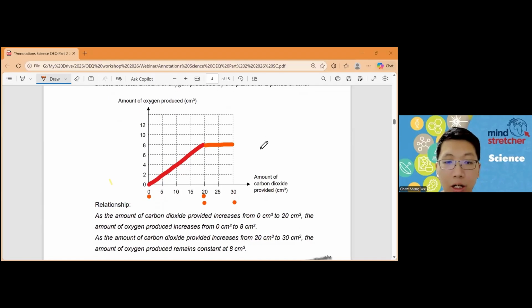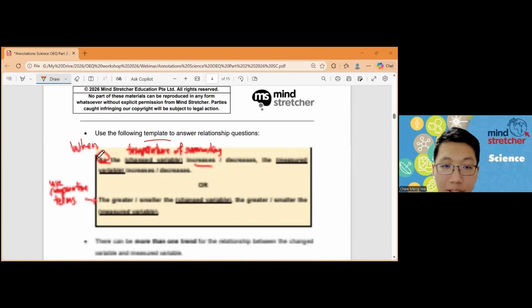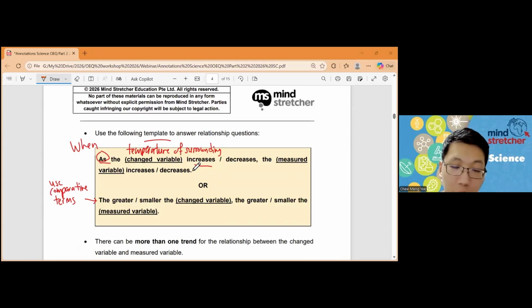Okay, so how do you write for two trends? Basically, if you are writing for two trends, you keep to the same template, just do it twice. If you have two trends, then you write it two times. Okay?